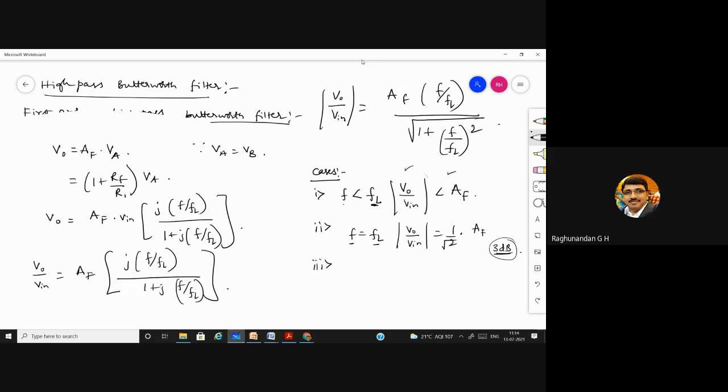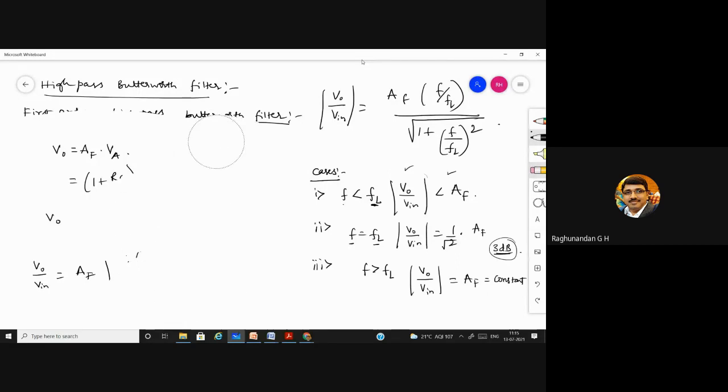Then the third one: if F is higher compared to FL, then Vo by Vin, that is the gain, will be equal to the maximum and it will be constant. So let us plot this and try to analyze these cases.